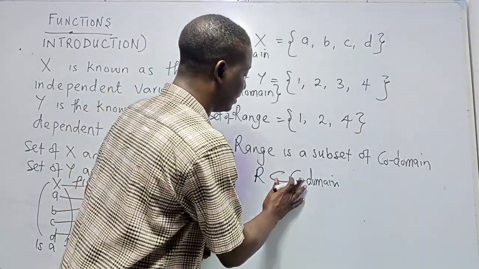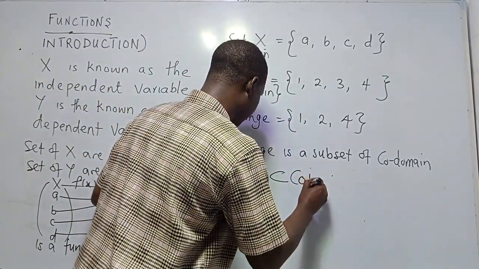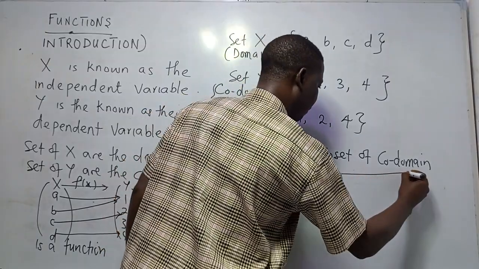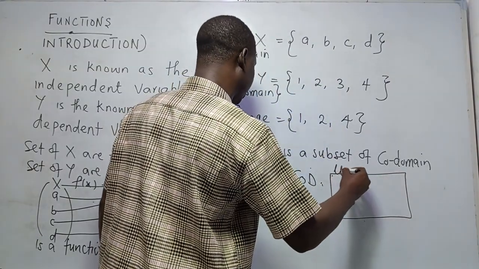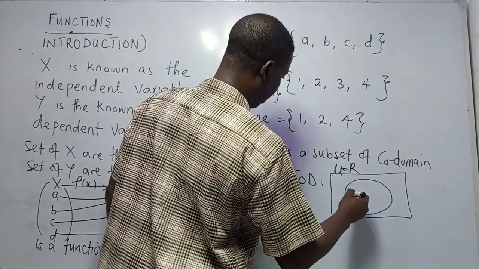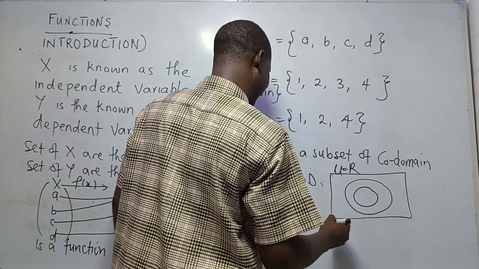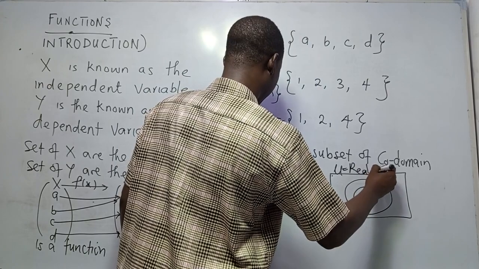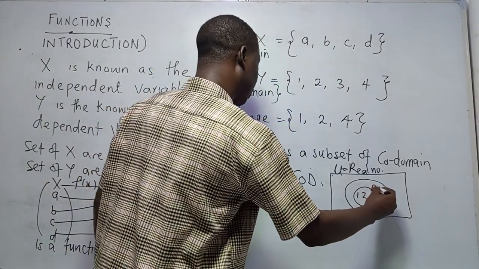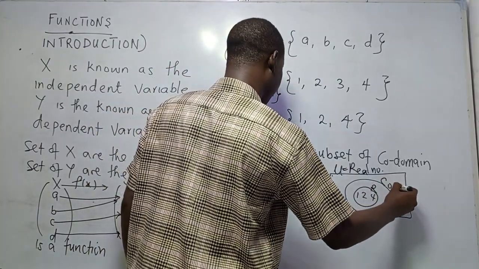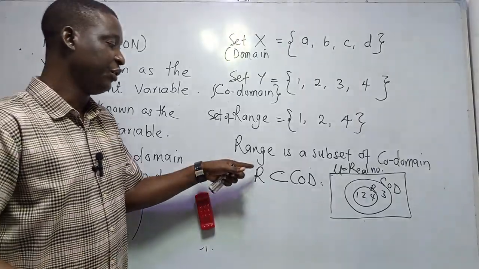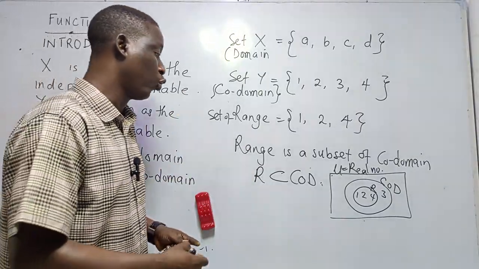Range is a subset of codomain. Let me write in short form: subset of codomain. Meaning that if this is a universal set, the real numbers, then I have a codomain, and then I have the range inside it. Now 1, 2, and 4 belong to the range, while in the codomain, we have 3 outside. So in that case, the range is a subset of the codomain.